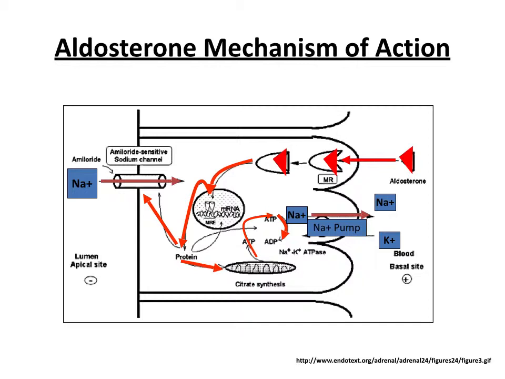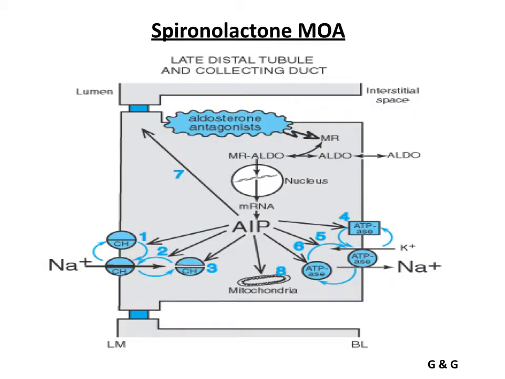So when this system is working normally, you get more sodium reabsorption, but when you antagonize it, you get less of this going on. You get less sodium reabsorption here, and you also spare potassium, because the potassium is not going to come from the blood and be put back into the filtrate. So you spare potassium in the blood that way. Got it? Here's just another way to look at it.